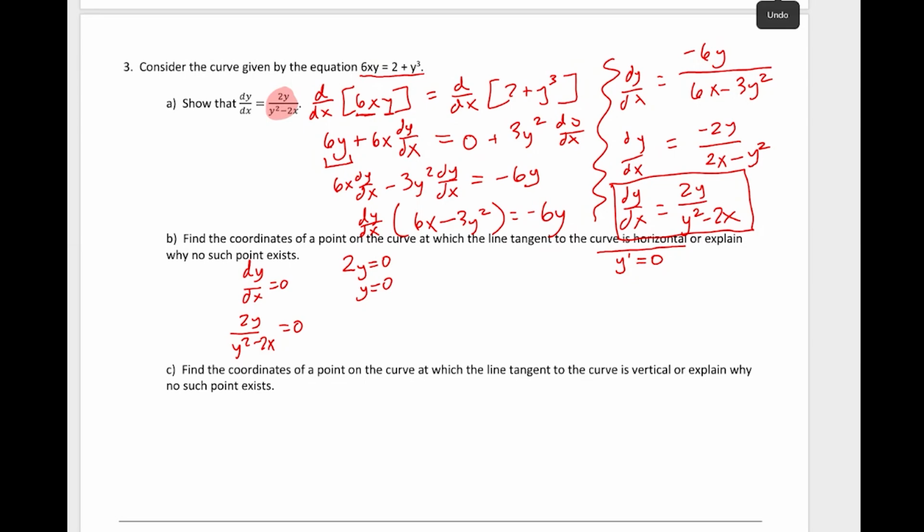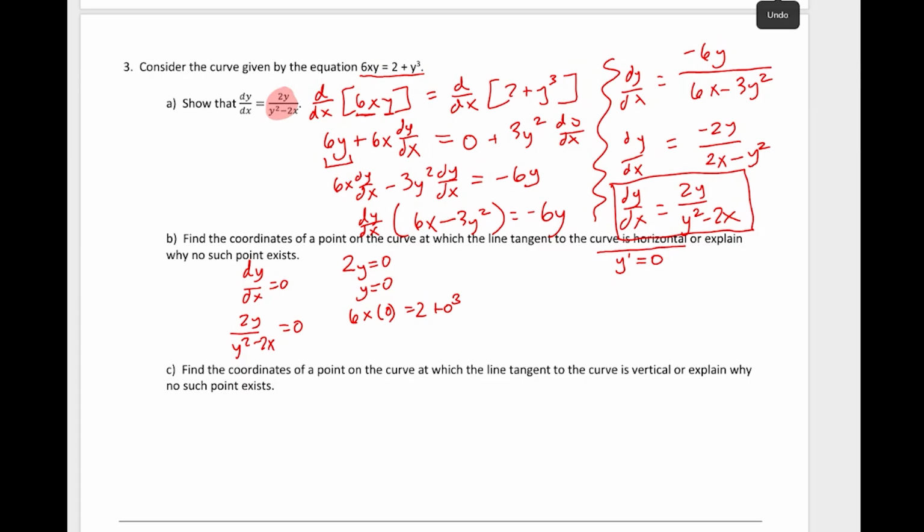And so we have the coordinate, if there is one, or at least the y coordinate, but we still need the x coordinate. So to get the x coordinate, we're going to plug in this y back into the original equation. So 6 times x times 0 equals 2 plus 0 cubed.